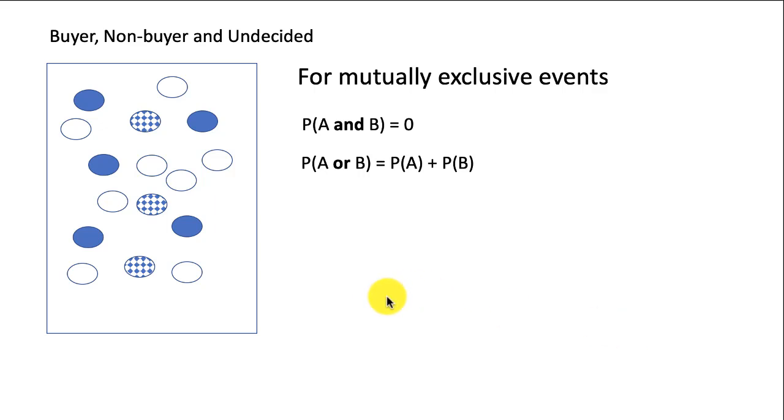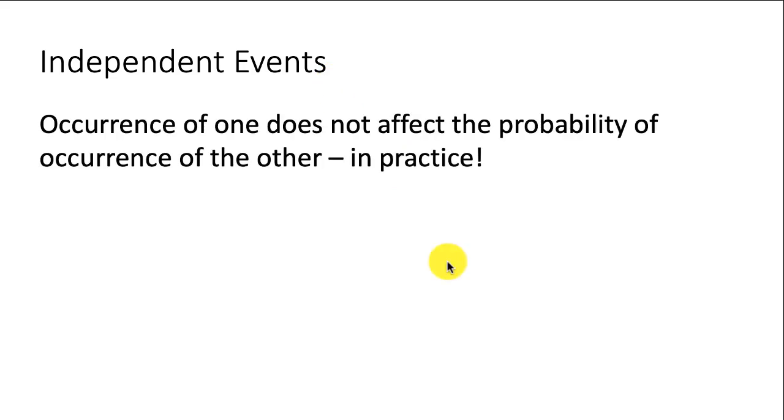So when two events are mutually exclusive, then the occurrence of one means the other cannot occur. That is, the occurrence of one excludes the occurrence of the other. On the other hand, there is another concept of independent events, which is different from mutually exclusive events. With independent events, both events can happen simultaneously, and the occurrence of one does not affect the probability of the occurrence of the other in practice.